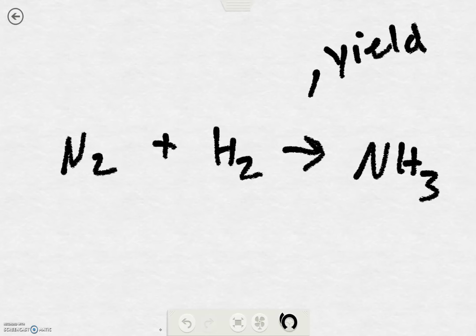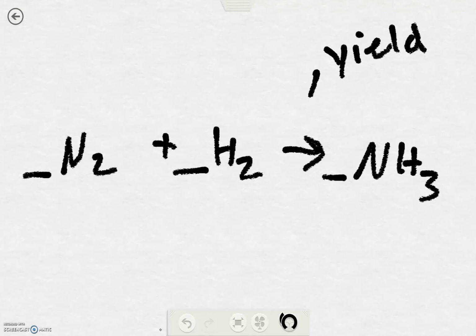To start, we need to put spaces in front of each substance for coefficients. Coefficients multiply the number of each element in the substance they come before. Now we can start to compare the numbers of each element. On the reactant side, we have 2 nitrogen atoms and 2 hydrogen atoms. On the product side, we have 1 nitrogen and 3 hydrogen.